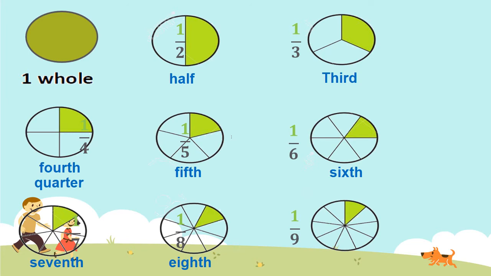If I cut or divide any shape into equal parts, I can write a fraction. How is the fraction written? It has a numerator which is up and a denominator which is down and the fraction line. Okay.